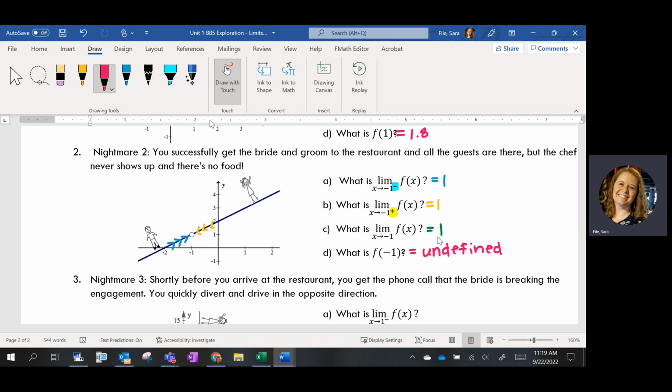So we did have a limit, but we didn't evaluate it. That was undefined. Okay, so this is a discontinuity. What type of discontinuity is this one? This is a removable. You have a hole, it's a removable discontinuity.